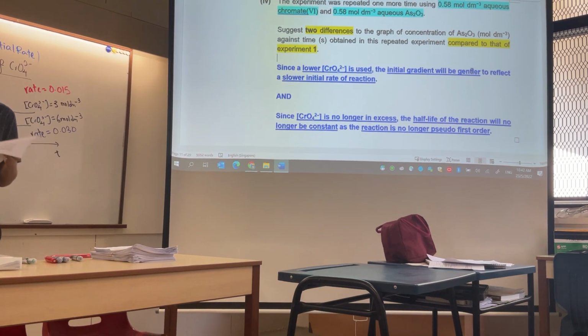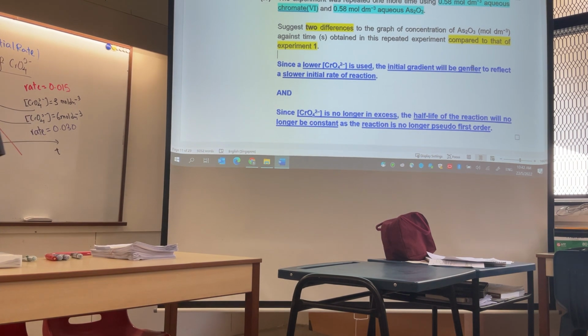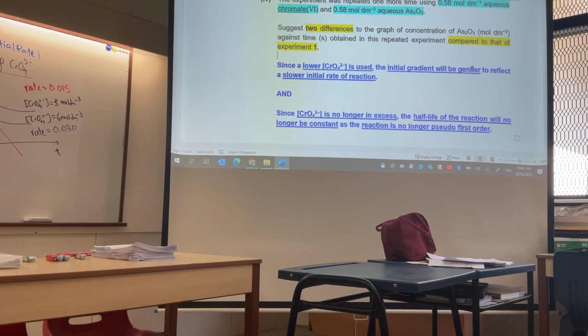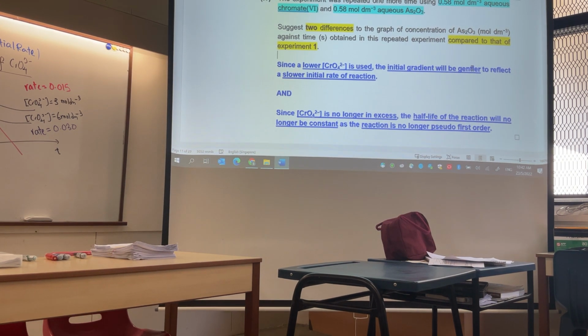So this question is very important because it combines both the initial rate method and the continuous method into the same question, and it's a very common question that you will see once you start doing past year questions. Please make sure you know how to do this kind of questions.